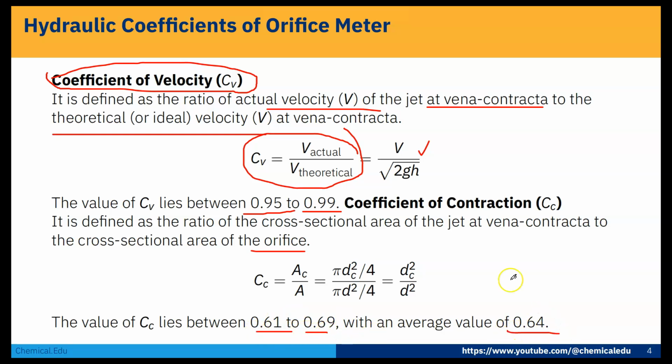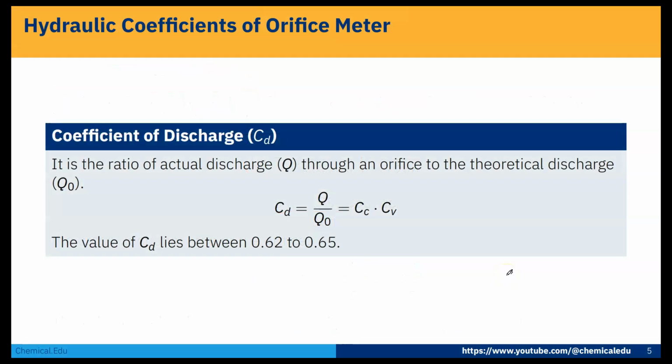Average value is 0.64. Now based on that, another is the coefficient of discharge. The coefficient of discharge Cd is nothing but the actual orifice discharge to the theoretical discharge. That is Cc into Cv. So remember that Cd is equal to Cc into Cv. That is important. And Cd, the orifice coefficient, lies between 0.62 and 0.65.